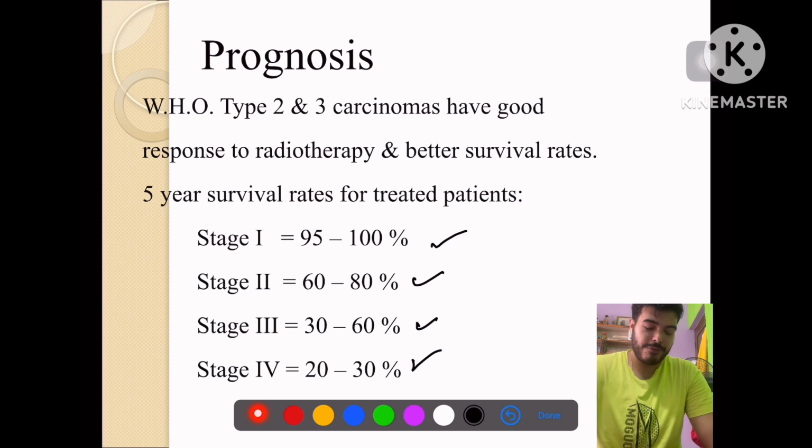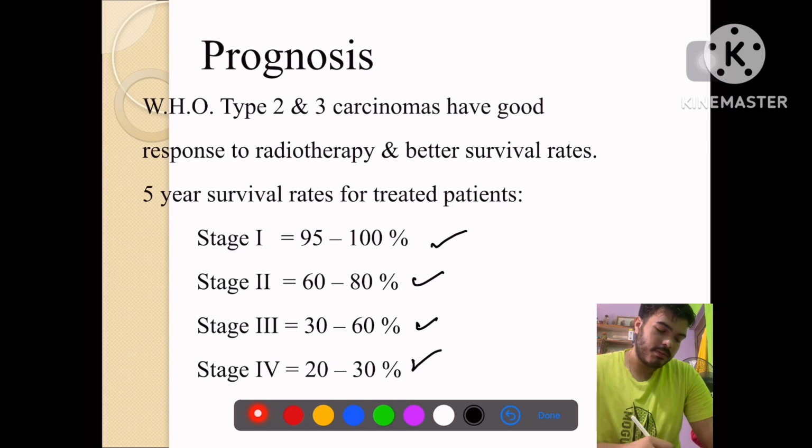Your prognosis. If you talk about the prognosis, stage 1 has 95 to 100 percent, stage 2 has 60 to 80, stage 3 has 30 to 60, and stage 4 has 20 to 30. Overall, the tumor of the nasopharynx, NPC, has a good prognosis. It is not bad until and unless there is metastasis. If there's metastasis, any tumor is bad. But NPC is found and treated in initial stages, and it is treated with radiation, so it carries a good prognosis.